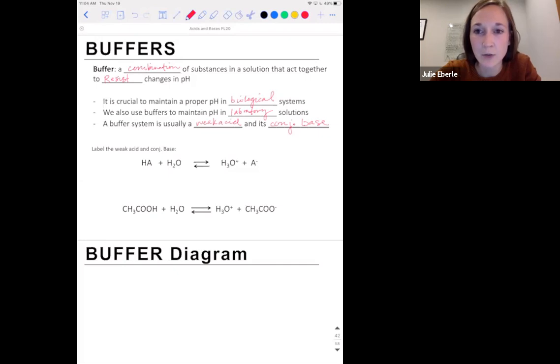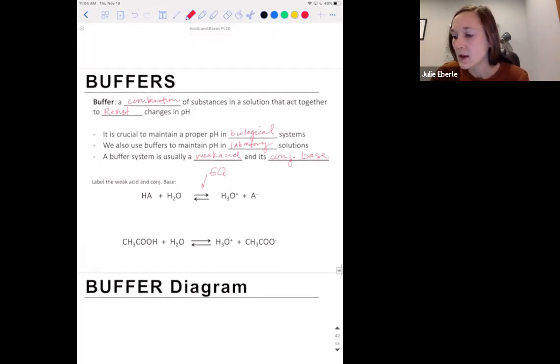Which one is the weak acid? Which one's the conjugate base? Notice they are equilibrium systems because you have the double arrow. So take a second and label that. Okay. Weak acid and conjugate base. Notice I did not say strong acid. You cannot have a buffer system with a strong acid. You have to have something that has an equilibrium, okay?